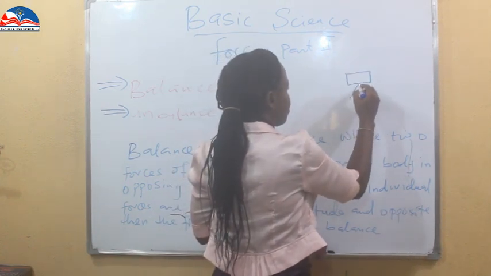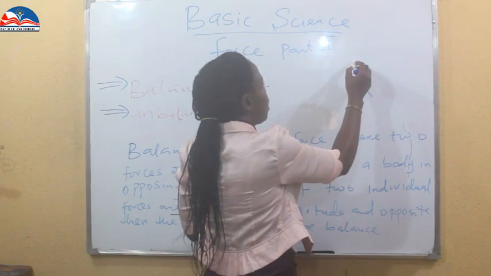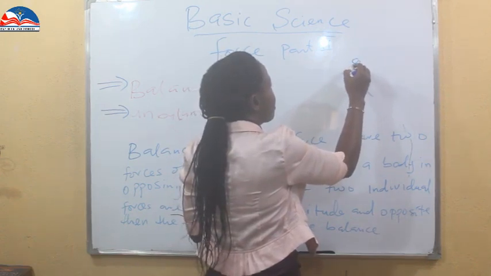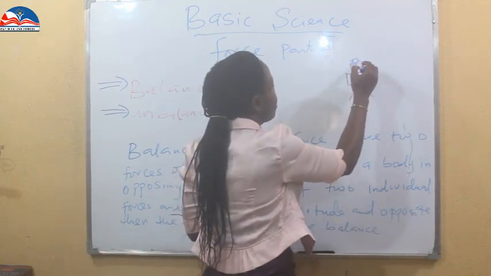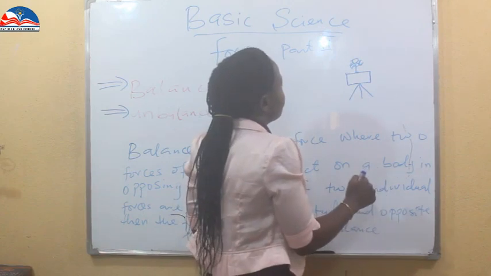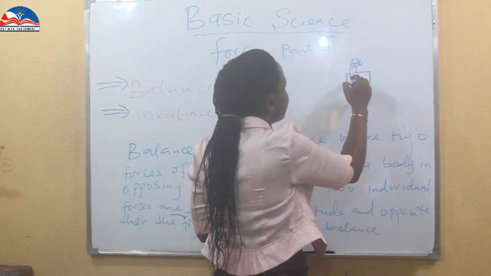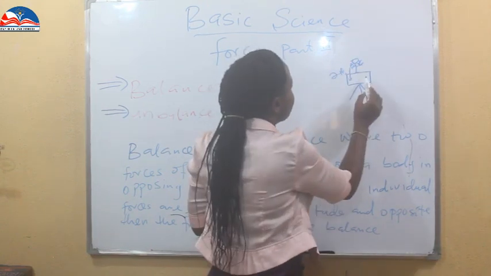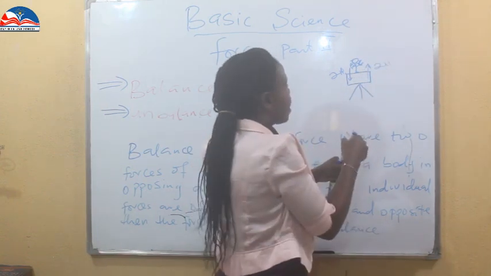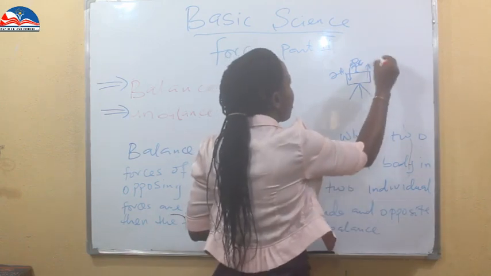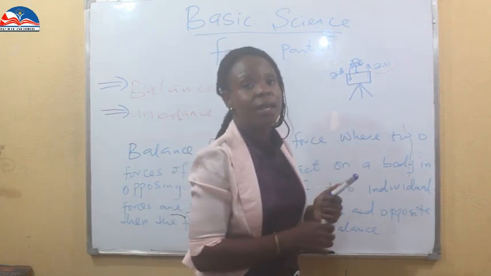Now let's take, for example, this is a table standing here, and a flower vase is standing on this table. This is a flower vase standing on this table. Now, the gravitational force pushing this vase down is 2 Newton, and the force from the table pushing it upwards is 2 Newton. Because they are of equal forces, 2 Newton, 2 Newton, they are balanced forces.